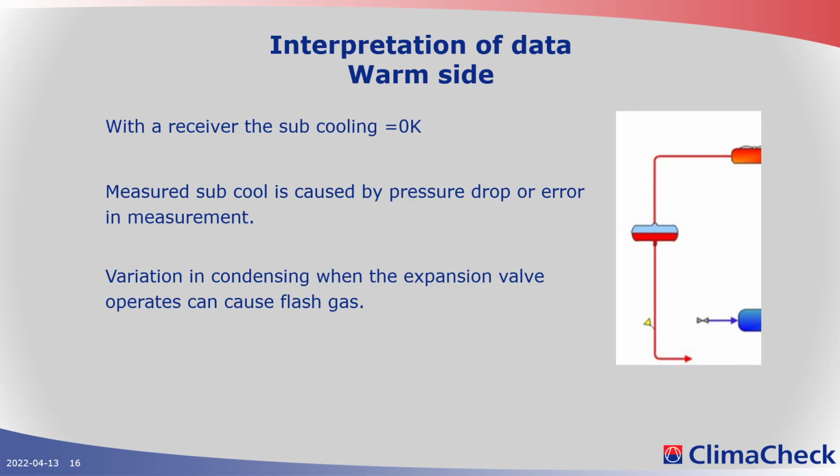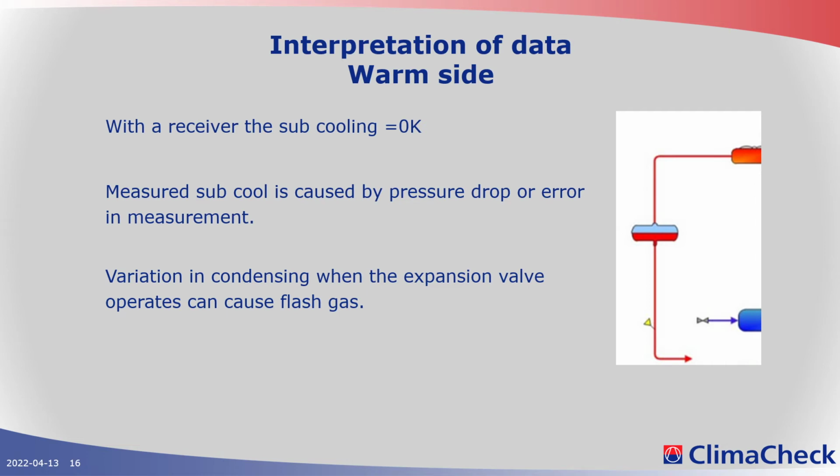There is one thing that we see frequently when there is a receiver in the system. People think that there should be subcool, but there can be no subcool after a receiver where you have both vapor and liquid. If you measure pressure at the compressor and temperature at the liquid line, what you're actually measuring is the pressure drop between the pressure sensor connection and where you put your temperature sensor. If you have two-phase refrigerant, you are going to have zero subcool.